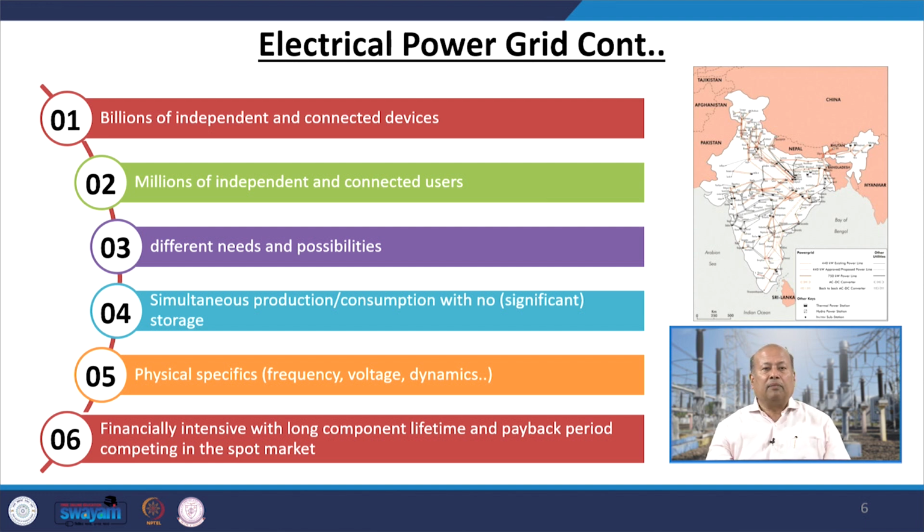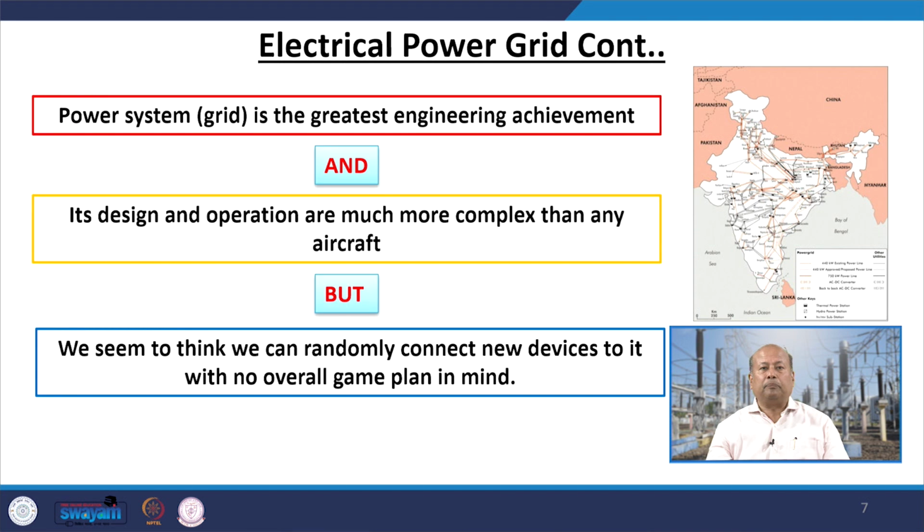And finally, it is financially intensive with long component lifetime and payback period, competing in the spot market, which is going to be another challenge in today's era. Now, the power system is the greatest engineering achievement, and we can also say its design and operation are much more complex than any aircraft today. We seem to think we can randomly connect new devices to it with no overall game plan in mind. So, anytime we connect a device of our own choice and see that it is functional, that is the beauty of today's electrical grid.